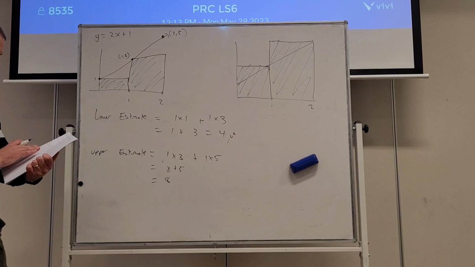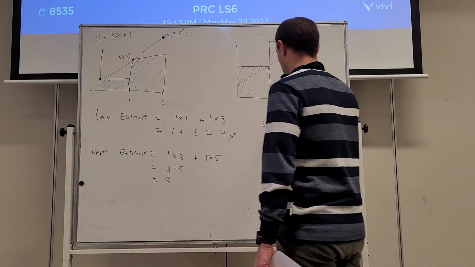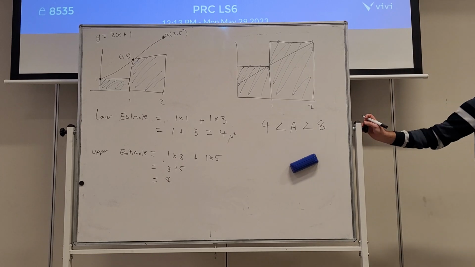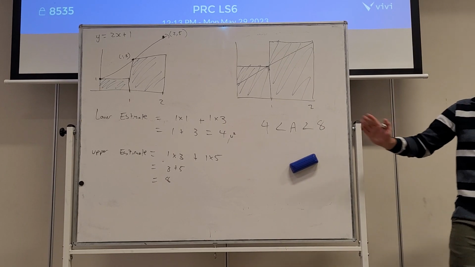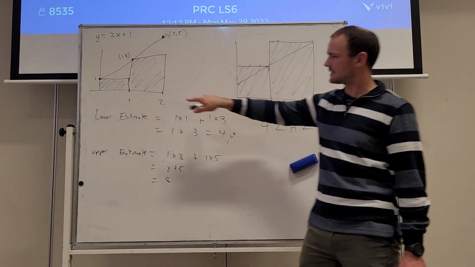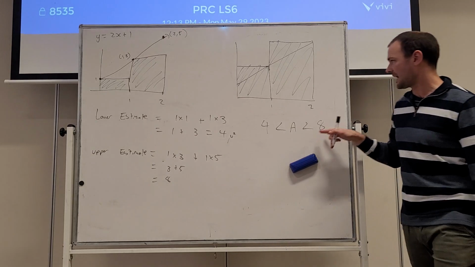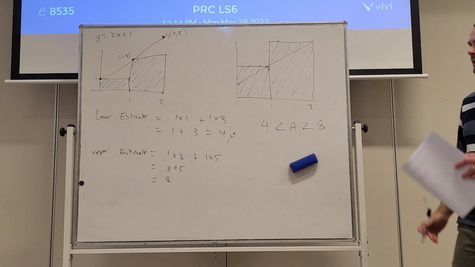And so that means the area is somewhere between 4 and 8, isn't it? The actual area is somewhere between 4 and 8. Now, our lower estimate is 4, and we can see that's obviously less than the actual area, and our upper estimate is 8, and we can see that's obviously larger than it.